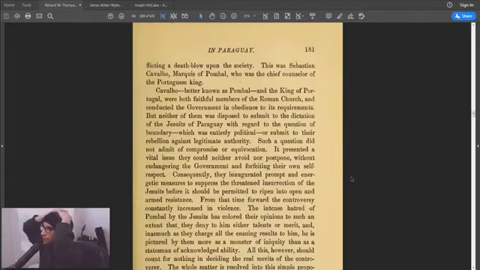So a guy from this order later on, 200, 300 years later, helped to suppress the Jesuits. But did he do it on purpose? Did he not do it on purpose? You be the judge. So Cavallo, better known as Pombal, and the King of Portugal were both faithful members of the Roman Church and conducted the government in obedience to its requirements. But neither of them was disposed to submit to the dictation of the Jesuits of Paraguay with regard to the question of boundary, which was entirely political, or submit to their rebellion against legitimate authority.